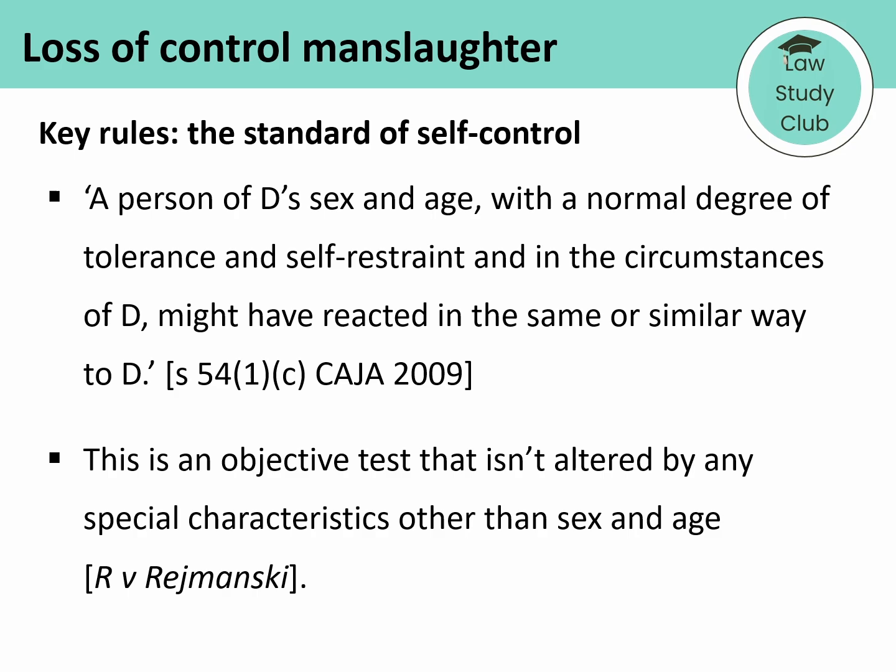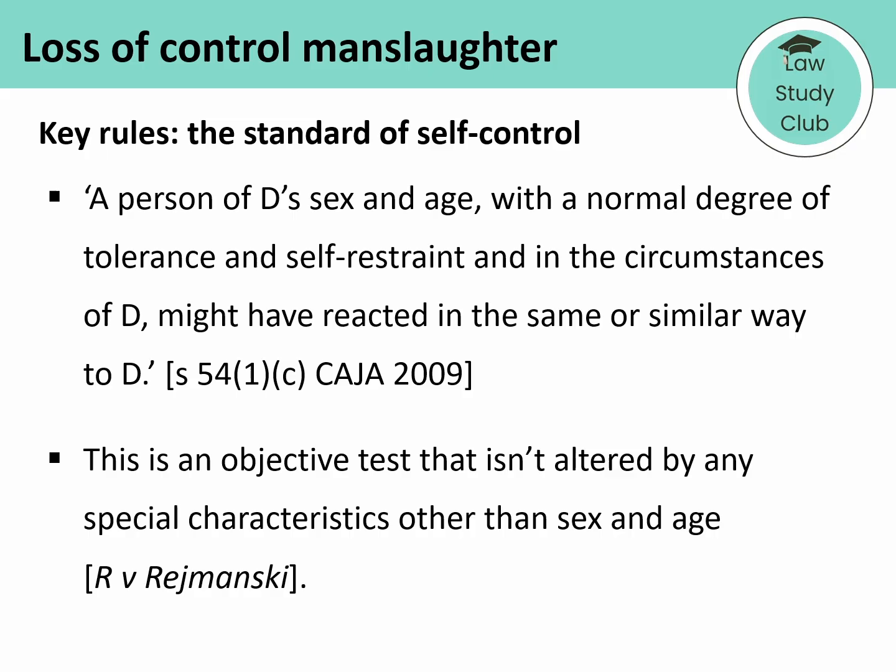The defendant had argued that, because of a psychiatric condition, he shouldn't be compared to a person with a normal degree of tolerance and self-restraint. He should be compared to somebody in similar circumstances who had a similar condition to him. And the defendant appealed on this basis, but the appeal was rejected. So the appeal court said, in assessing the third component, the defendant is to be judged against the standard of a person with a normal degree, not an abnormal degree of tolerance and self-restraint.